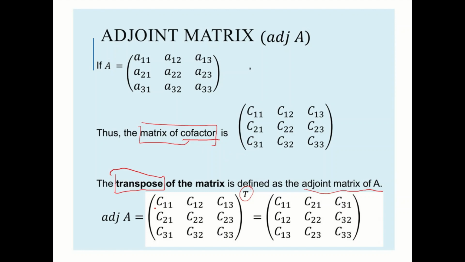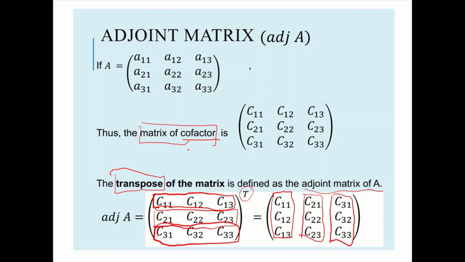Alright, now let's see here. This is the first row. We have C11, C12, and C13, the first row. Now when we change the first row to the first column, this process is called transpose. So you can see here C11, C12, and C13 now become the first column. And the subsequent row, C21, 22, and 23 now become the second column. And the third row now becomes the third column. So this process, we call transpose.